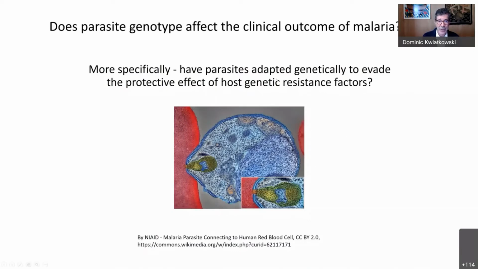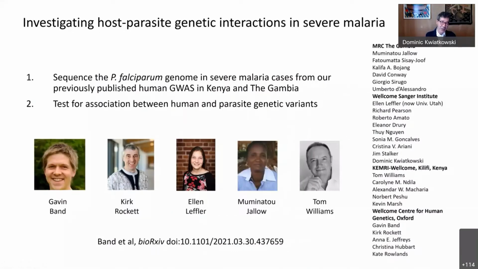So the study I want to tell you about is a recent study that was led by Gavin Band and Kirk Rockett at the Wellcome Centre for Human Genetics in Oxford, working with the Sanger Institute to sequence a lot of parasite genomes, which I'll talk about in a minute, and to analyze the data to see if we could find an association between human and parasite genetic variants. This particular study was focused on data that we had collected over the years from the Gambia, led by Muminatou Jallow at MRC The Gambia, and in Kilifi, Kenya, led by Tom Williams there. So a collaboration between Gambia, Kenya, Oxford and Sanger.